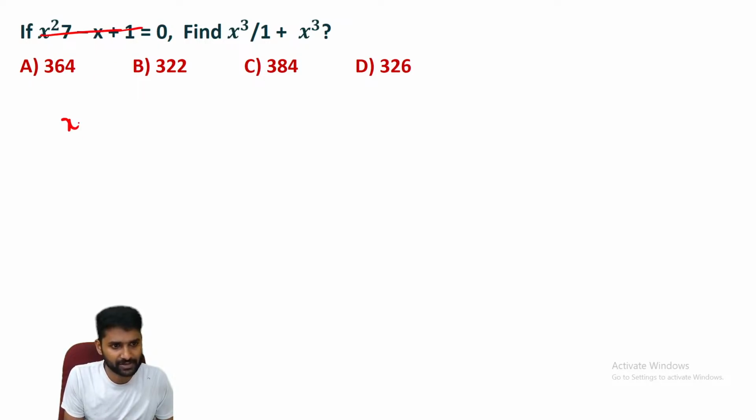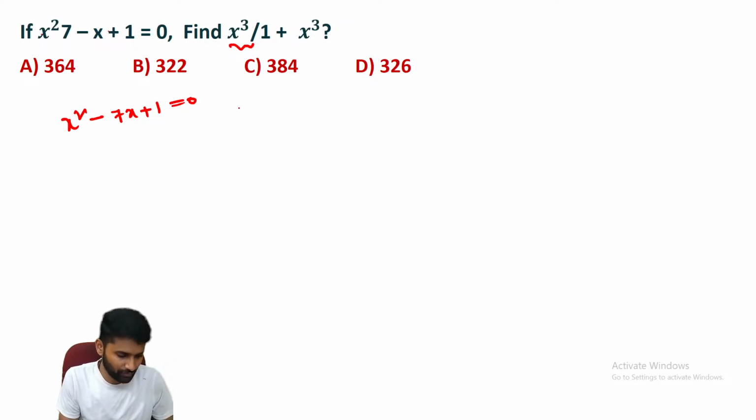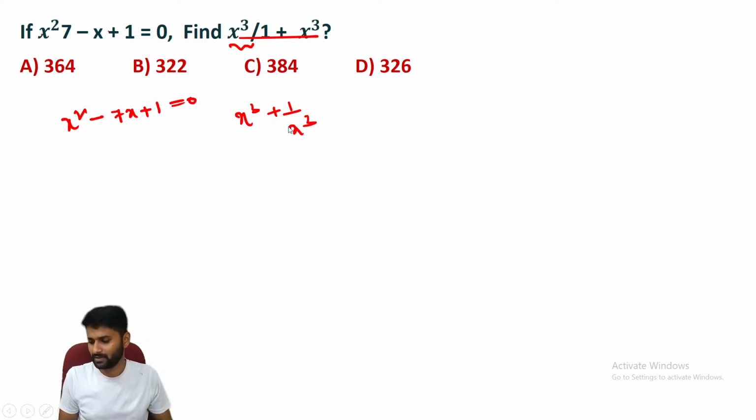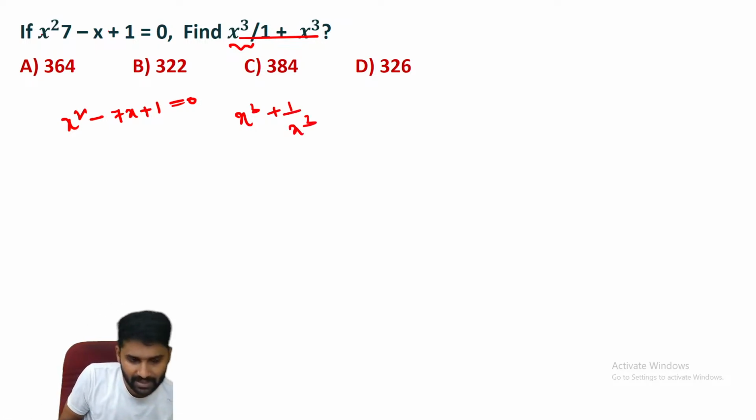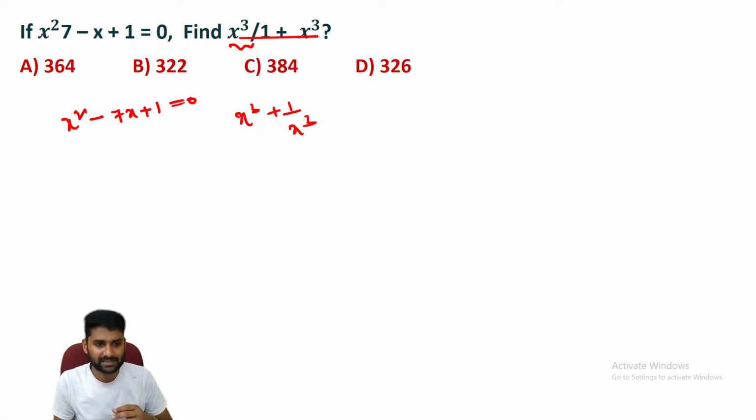Here is this expression: x square minus 7x plus 1 is equal to 0. We have to identify the value of x cube plus 1 by x cube. How to identify that expression? x square minus 7x plus 1 is equal to 0. What is the value of x cube plus 1 by x cube? This question is from algebra.